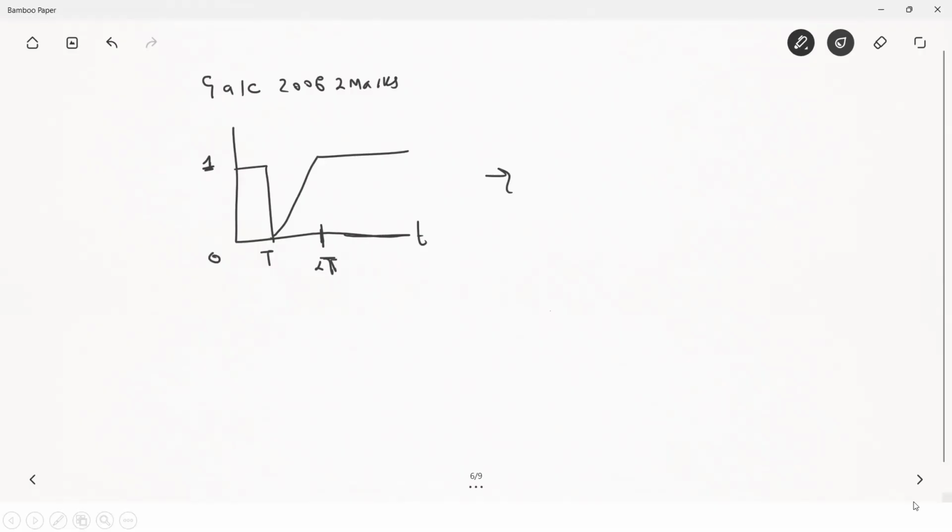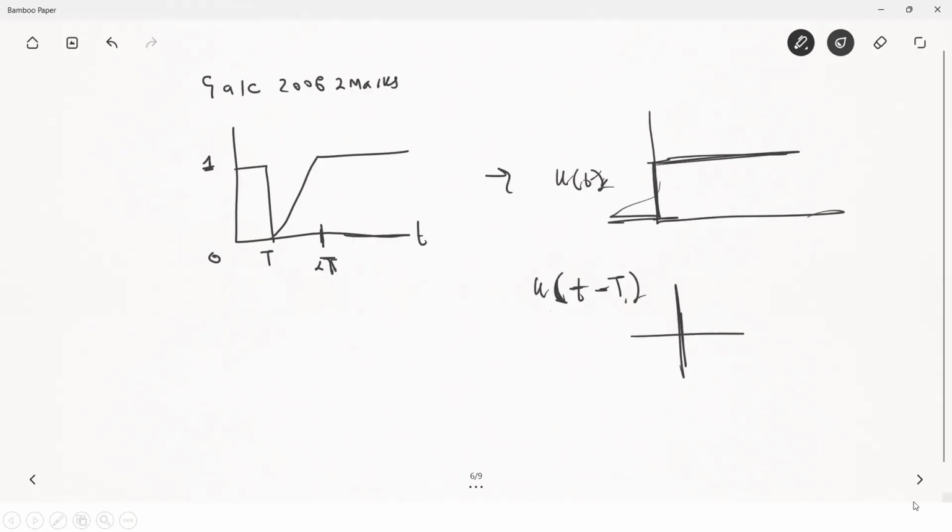this slope. Suppose you have a unit step function u of t. So the u of t function will start from here, like this. And u of t minus t, from where will it start? It will start from the t value, right? Because if you are doing minus here, that means you are adding here. So whatever the value of 0 was there, it will shift to t.